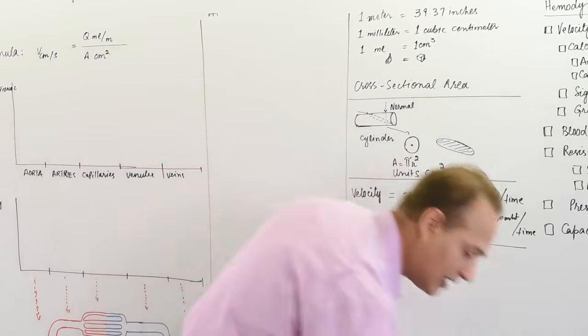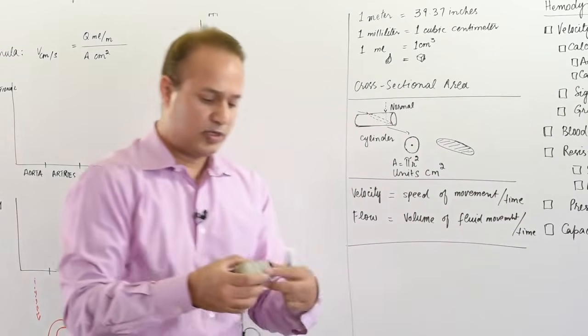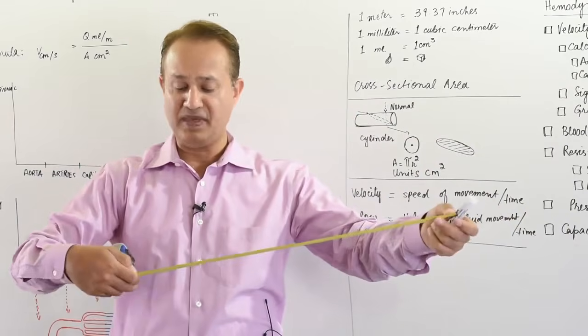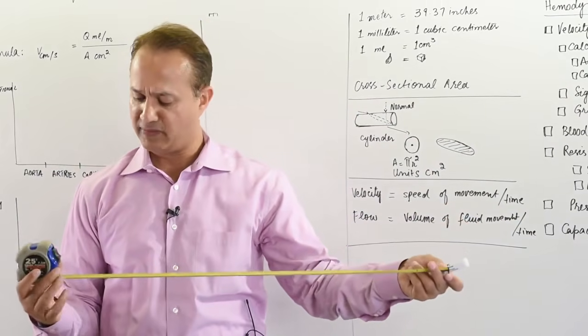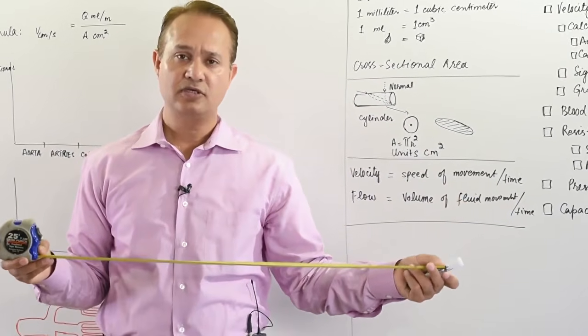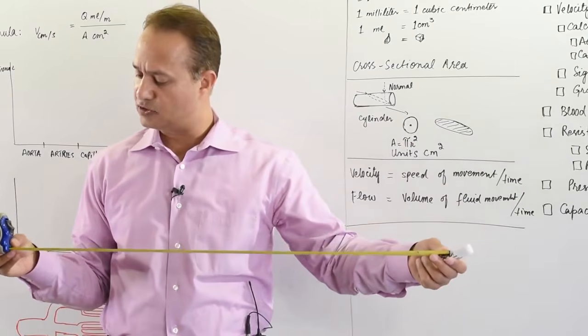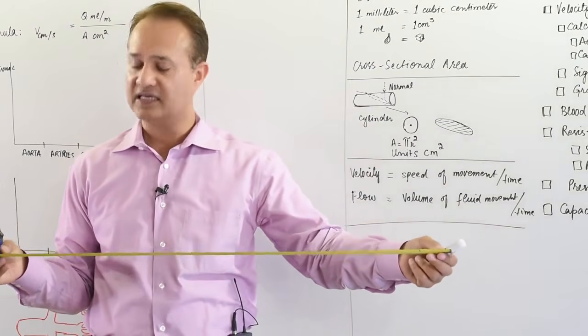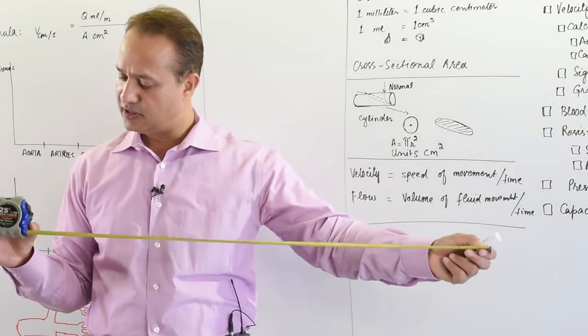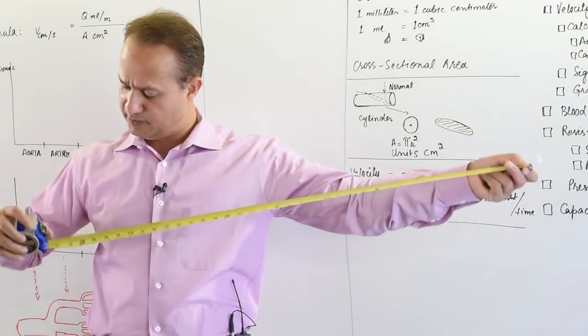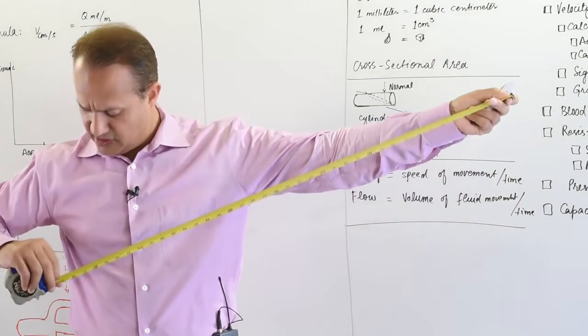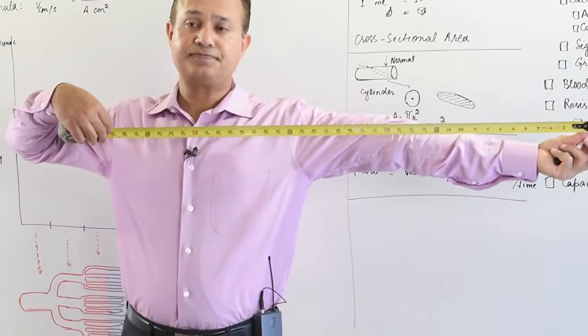I also have a measuring tape here with which I would like to show you what a meter looks like. So 1 meter is about a little more than 3 feet. So it's about 39 inches and 3 parts of an inch. So let me just open it up. It's about here. So this is about a meter.